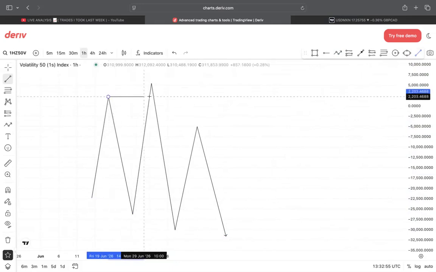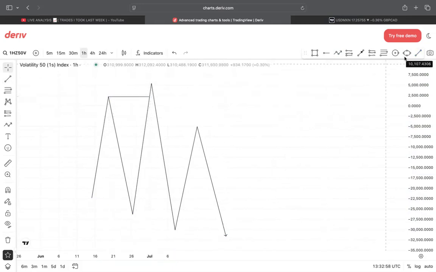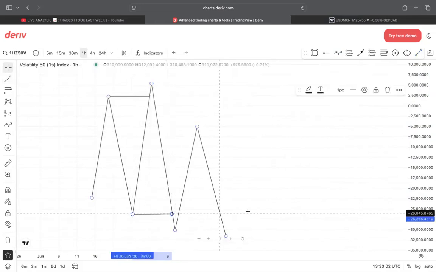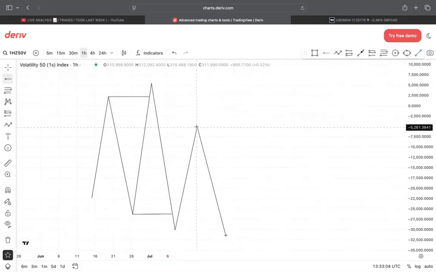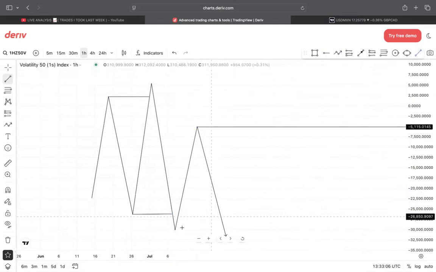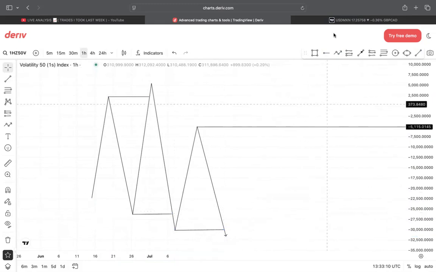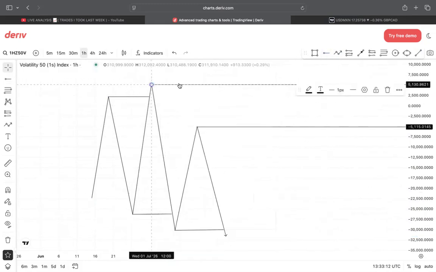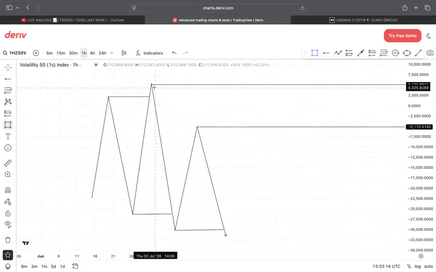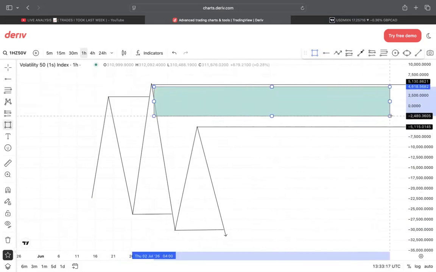So we have a sweep, the break of structure, structural liquidity, and then another break of structure. So these are protected highs. And then we have this as our POI.